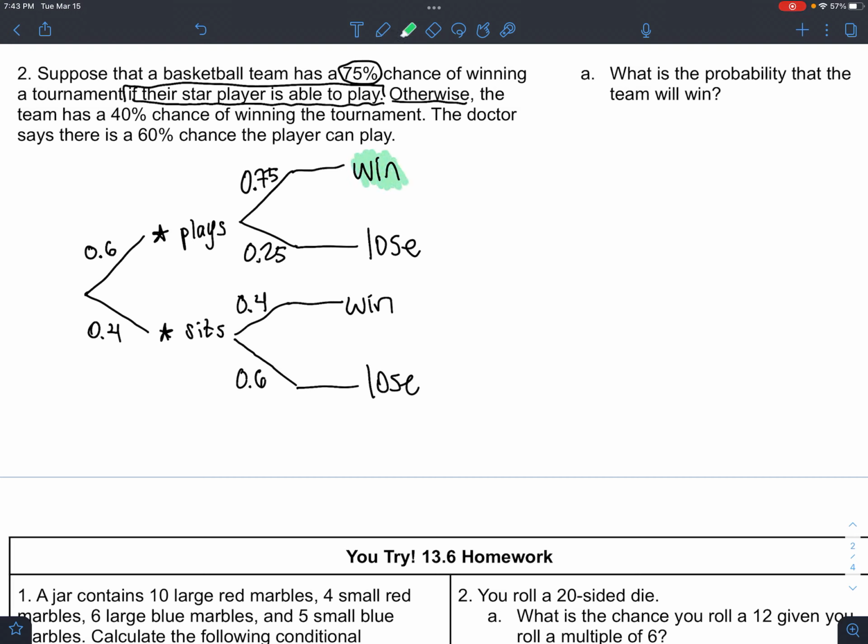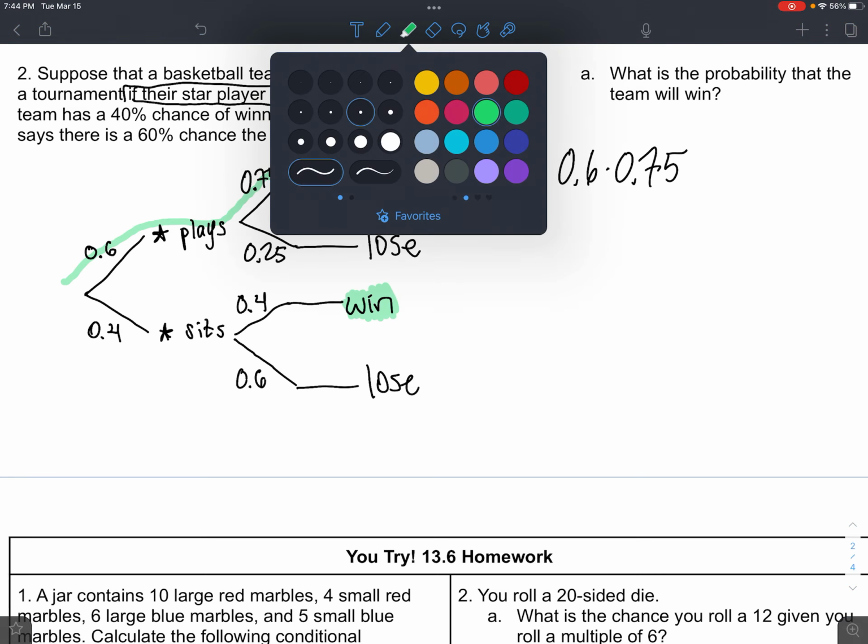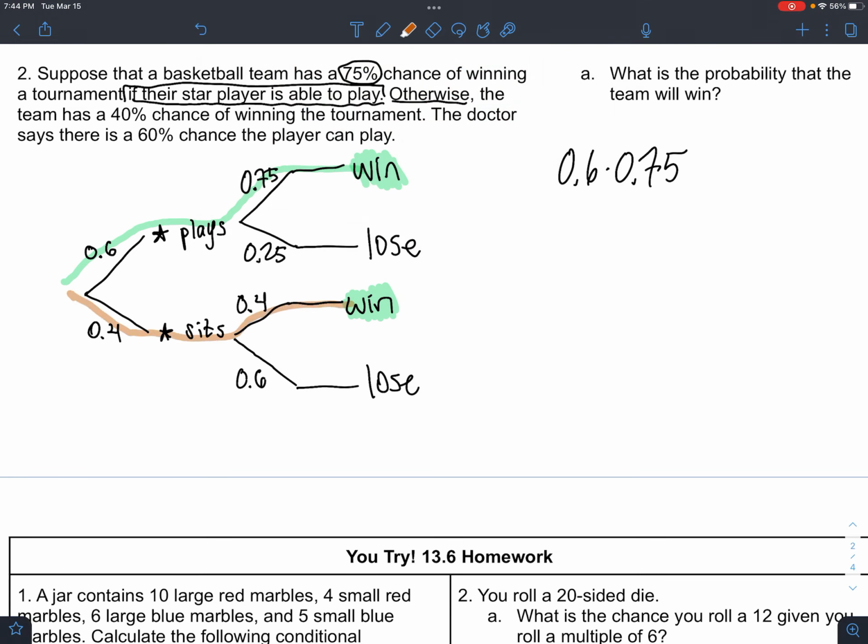It's any way you can get to win. And we're going to multiply probabilities. So I want to keep this very straight and simple with you, and I'm not going to write out the whole formula. I'm just going to show you how to do it, because I already wrote out the formulas for the last one. So I get to cheat a little bit. So to get to win, we can either go down this route, or you can switch it up and go down this orange route to win. Okay? The orange route is 0.4 times 0.4. And this was the green one.